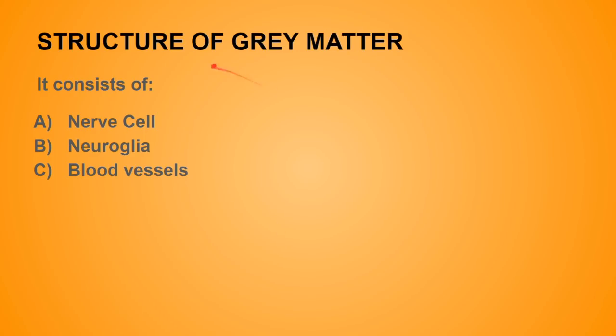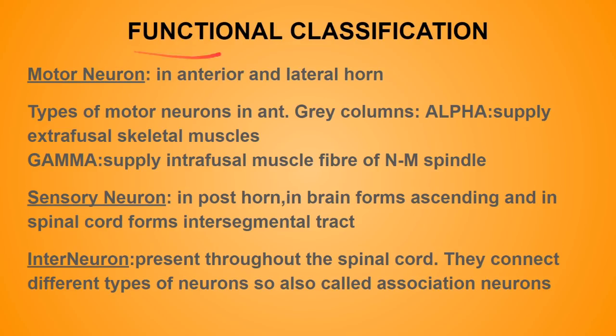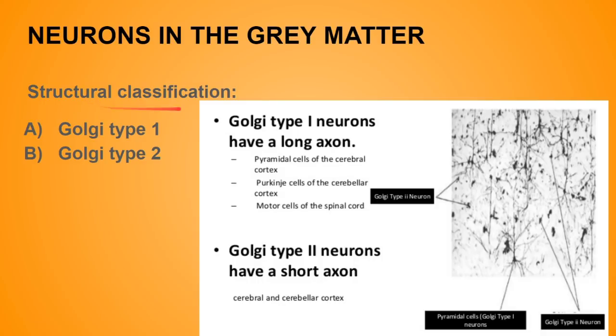Now structure of the grey matter. It mainly consists of three things: the nerve cell, neuroglia and the blood vessels. Now the neurons in the grey matter are classified mainly into two categories, structural classification and functional classification. First, structural classification: we have two types, Golgi type 1 and Golgi type 2. In Golgi type 1 the axons are comparatively longer, and in Golgi type 2 the axons are shorter.